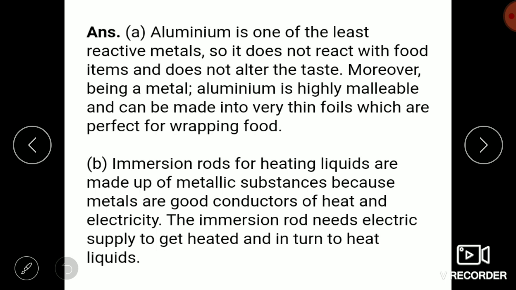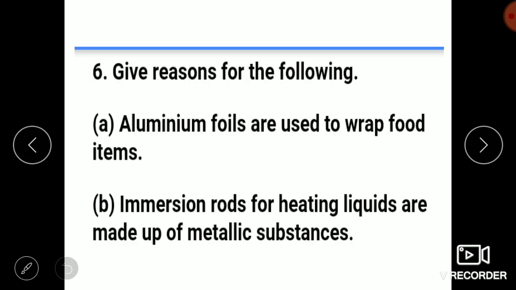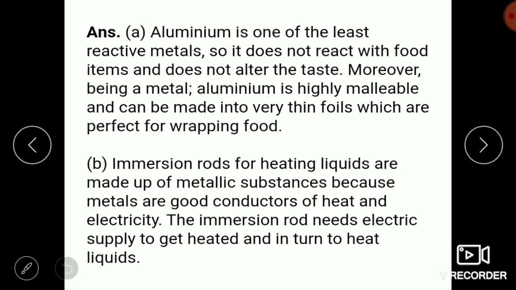Now, the second question was what? Immersion rods for heating liquids are made up of metallic substances. Immersion rod is being used to heat liquid. It is made up of metal because metals are what? Metals are good conductors of heat and electricity. The immersion rod needs electric supply to get heated, and the heat is being transferred to the liquid to heat it further. So the immersion rod needs electric supply to get heated and in turn to heat the liquid. So that is your answer.